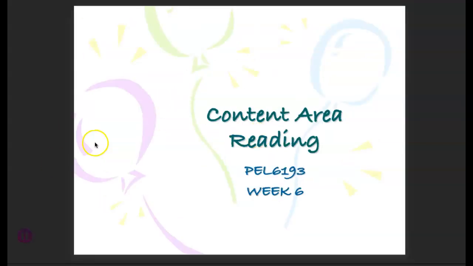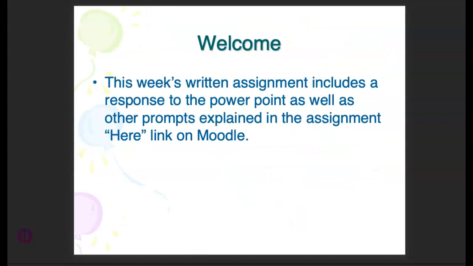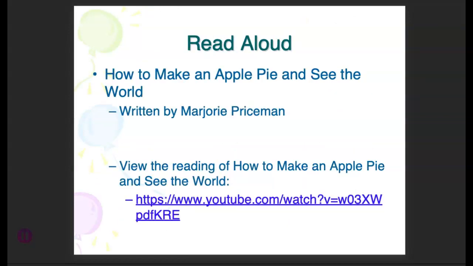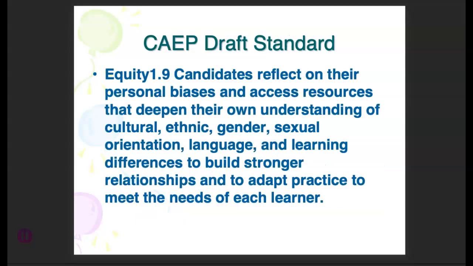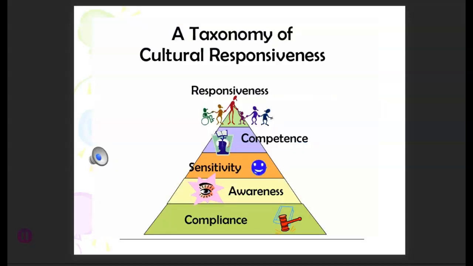Okay, here we are at our PowerPoint for week 6. The read aloud modeled this week is How to Make an Apple Pie and See the World by Marjorie Priceman. This text can be used in many different content areas, such as social studies, math, and science. The CAEP draft standard directly addresses diversity. I want you to take a look at this taxonomy of cultural responsiveness.